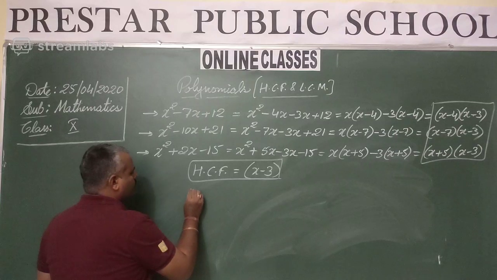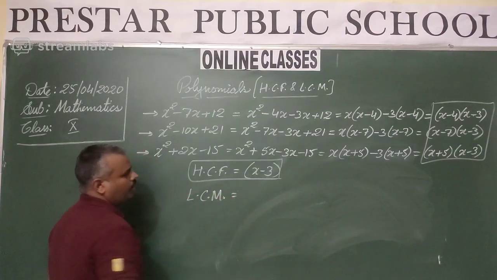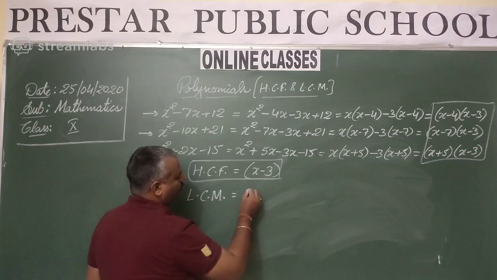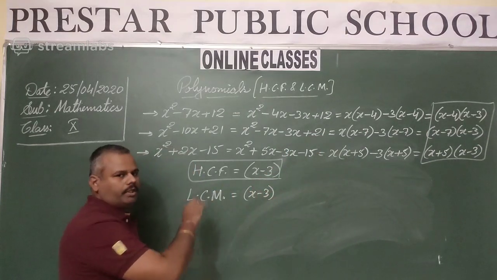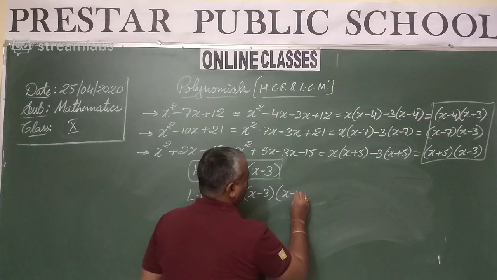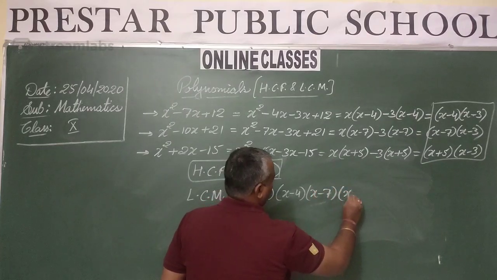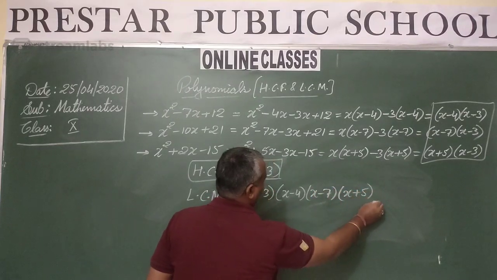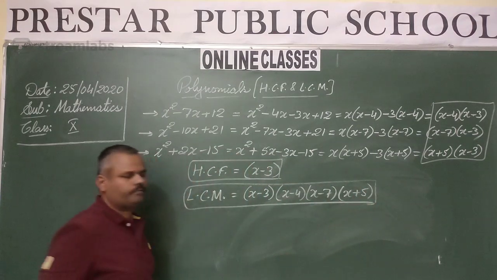On the other hand, if you are asked what is the LCM, then what do we do? The common factor will be written once. Along with this, we will write down all the remaining factors, that is x minus 4, x minus 7 and x plus 5. So this is the LCM of it.